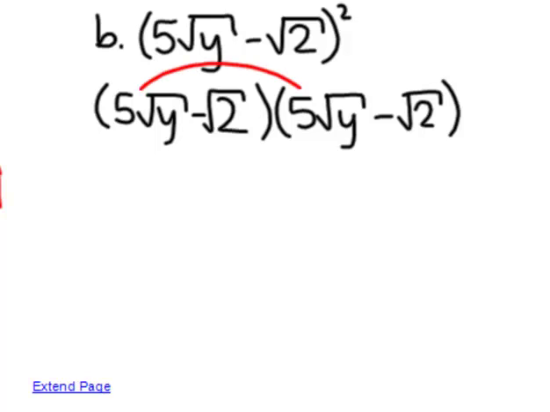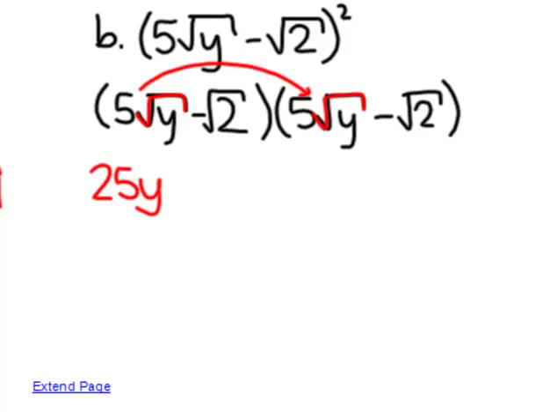So this first one's kind of tricky. Remember, you have to multiply the numbers on the outside. So 5 times 5 gives us 25. And then if I multiply the square root of y times the square root of y, I'm going to get the square root of y squared. Now we know that those cross each other off, and it will just leave me with y.